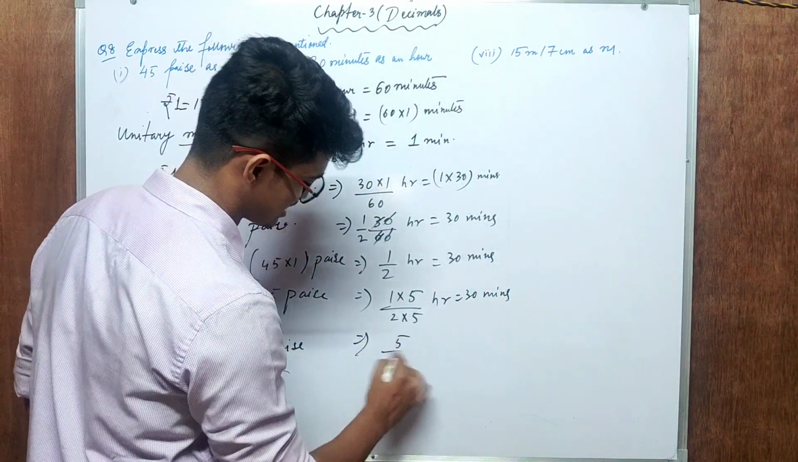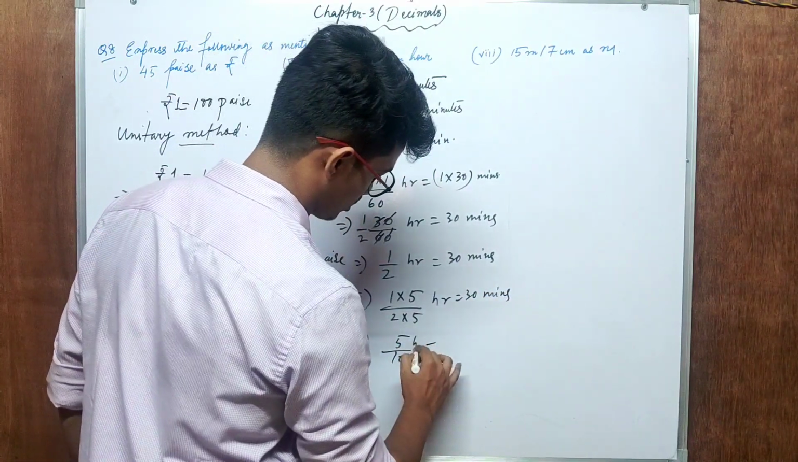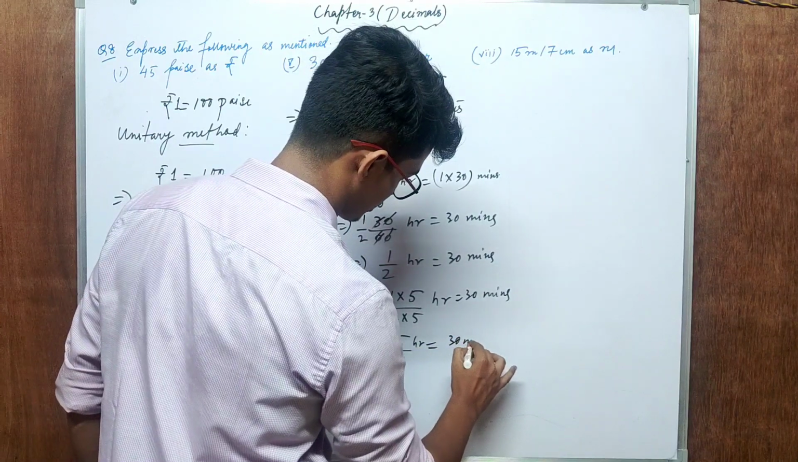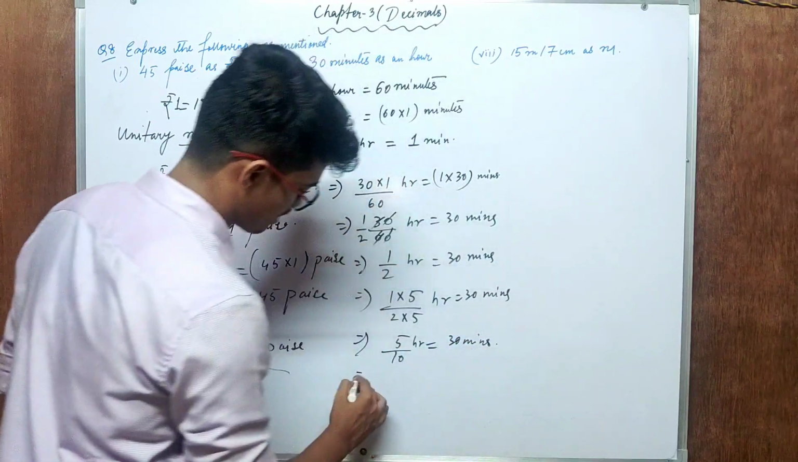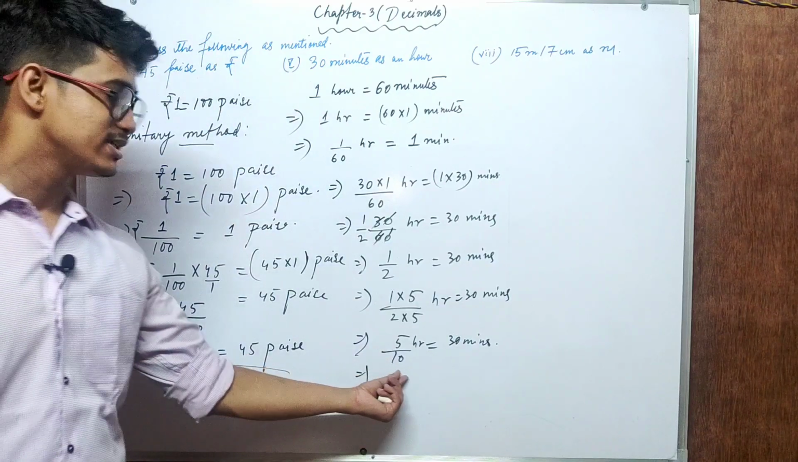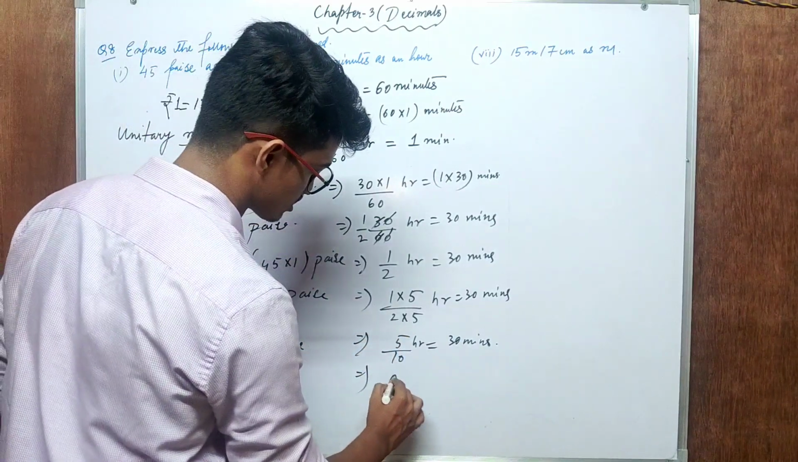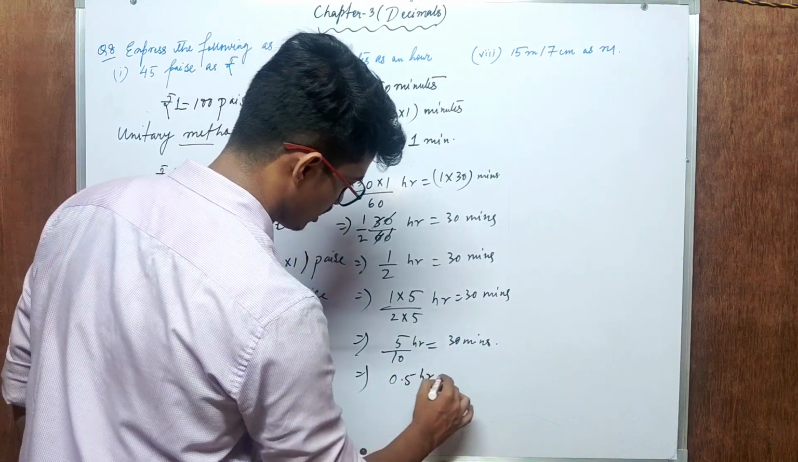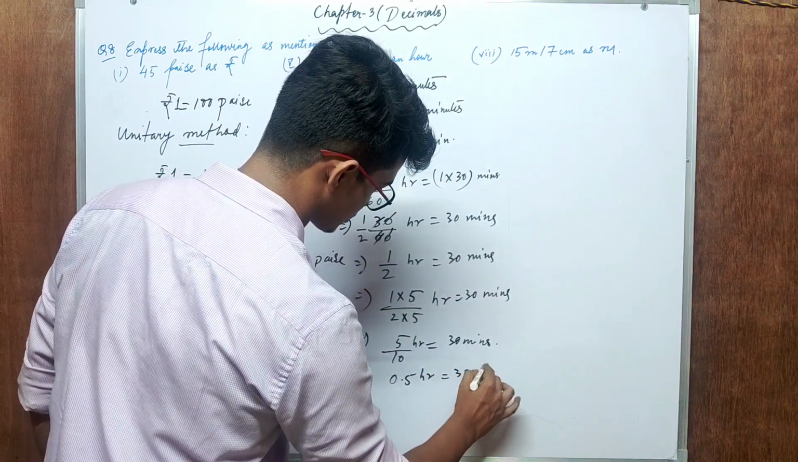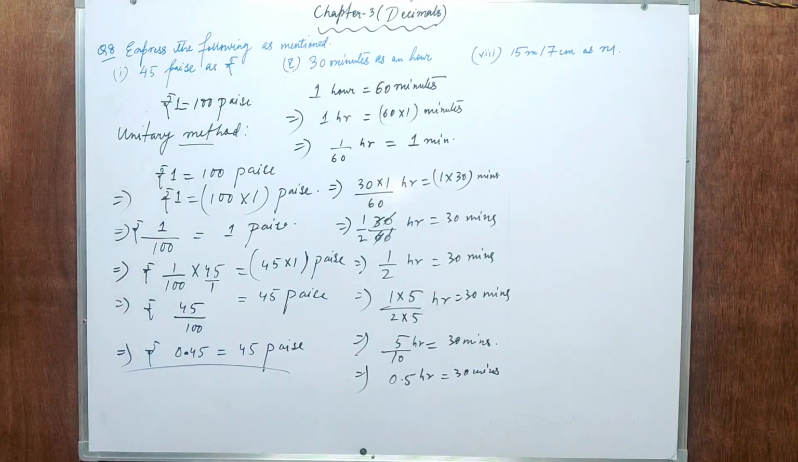So 5 by 10 hour equal to 30 minutes. And what will be the last answer? 5 by 10, I know that 1 0, so before 1 number, here the number is 5, so I just write 0.5 hour equal to 30 minutes. That's it. So that is the answer of question number 8, 5.